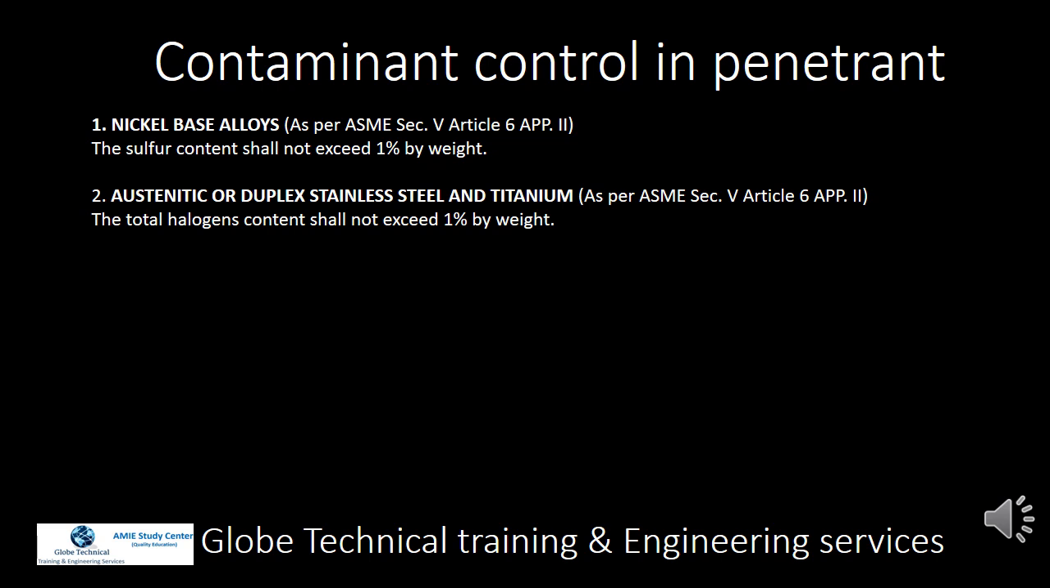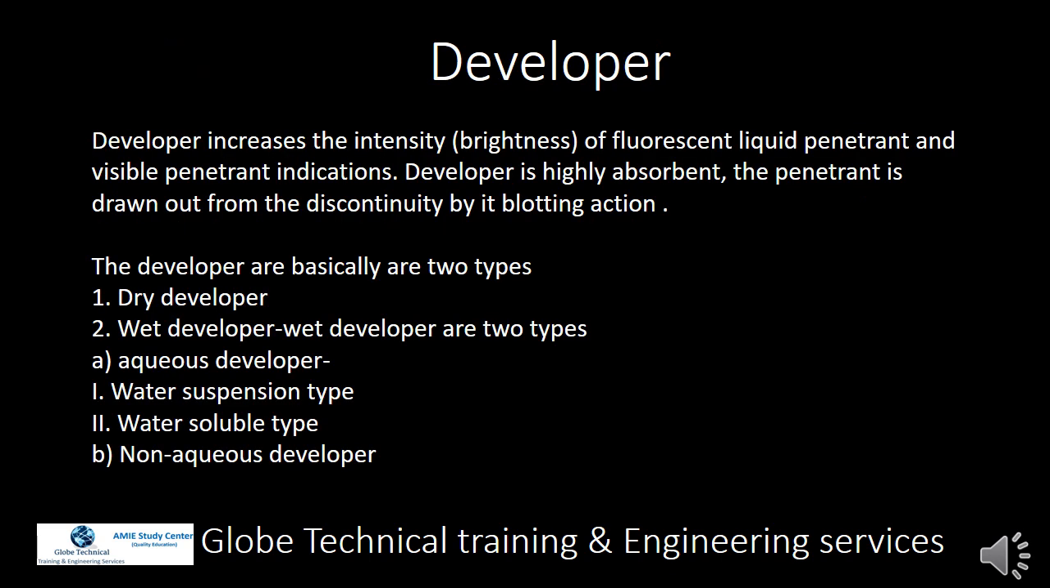Austenitic or duplex stainless steel and titanium, as per ASME Section 5 Article 6 Appendix 2. The total halogens content shall not exceed 1% by weight. Developer and its application. Developer increases the intensity, brightness, of fluorescent liquid penetrant and visible penetrant indications. Developer is highly absorbent; the penetrant is drawn out from the discontinuity by its blotting action.